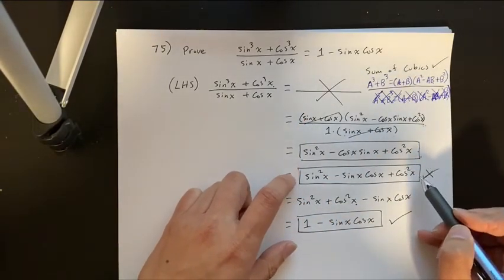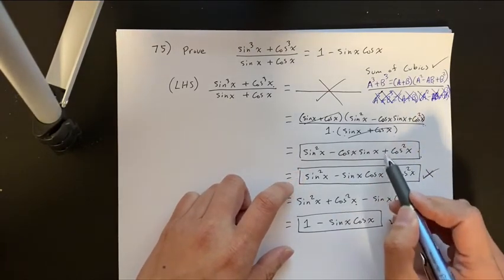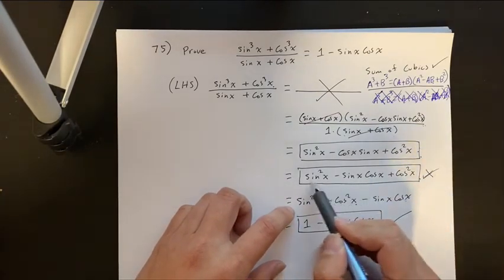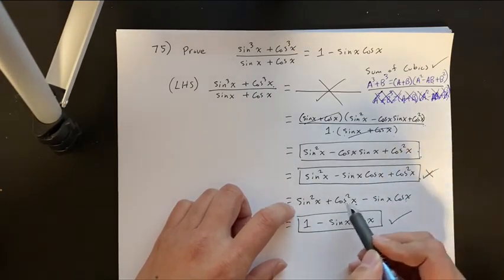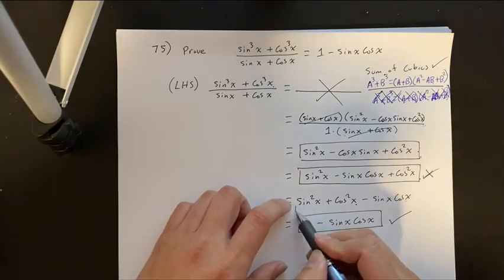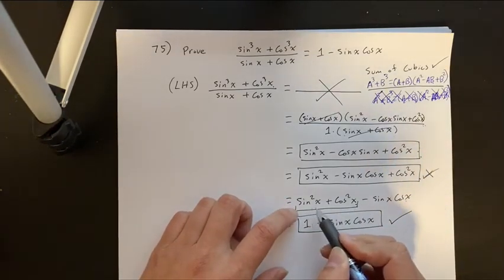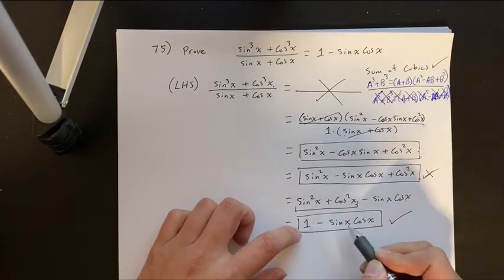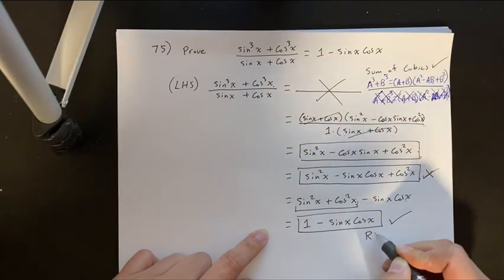Third step is, well, this is just another version of this guy, so it's not really a step. The third step is just a rearrangement of all these terms. So I arranged the terms so that the cosine square is right next to the sine square, because then I get to use the Pythagorean identity. Sine squared x plus cosine squared x is simply a 1. And so it's going to be a 1 minus sine x cosine x. And that is exactly the right-hand side.